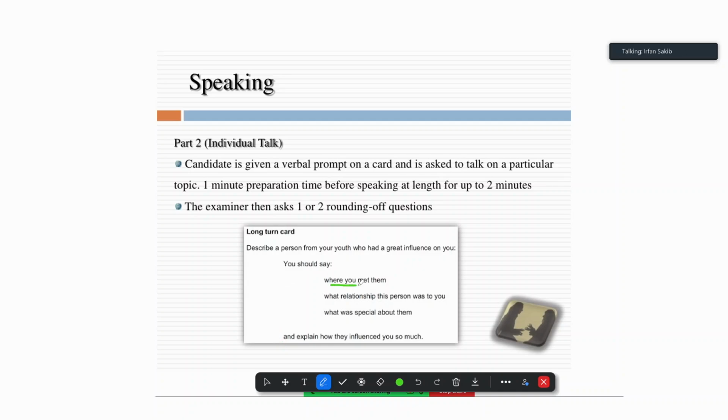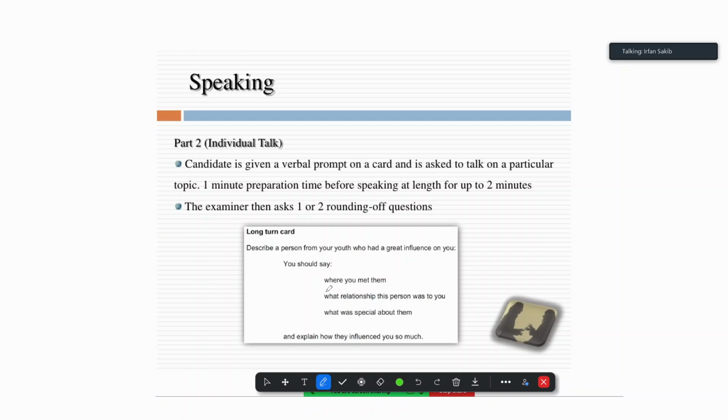So it says who had an influence, where you met them, what relationship you have with him or her, what was special about them. Explain how they influenced you so much. So these 4 points need to be mentioned in your answer. You will have 1 minute preparation time. A pencil and a paper will be given to you, and the speaking module is the same, by the way, for the pen and paper based and the computer based exam. They are the same. So you will have 1 to 2 minutes to talk about it, and you will have 1 minute to prepare.